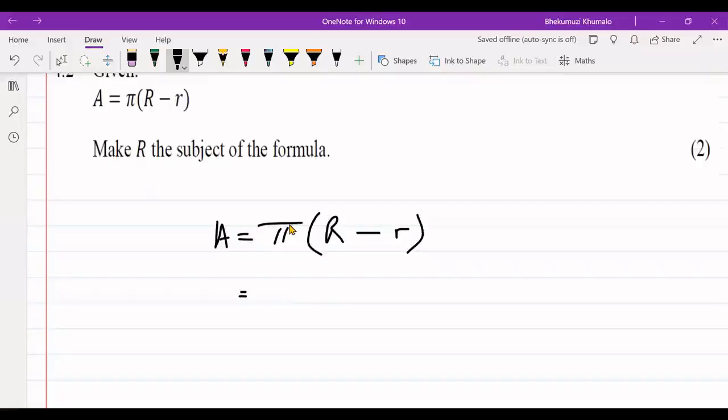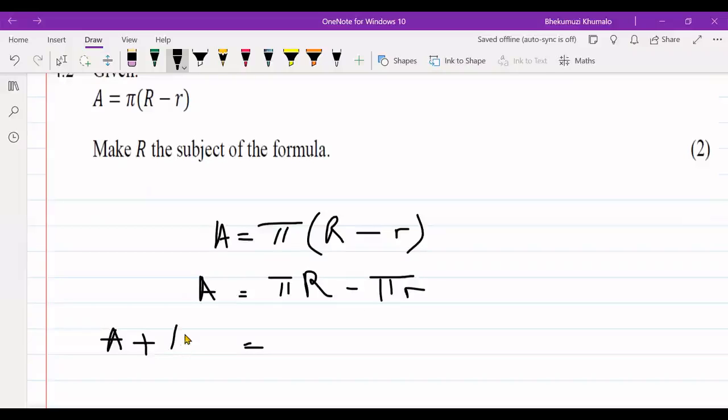I would have first multiplied, obviously, this inside. So it would be pi big R and then minus pi small r, like that. And that's equal to A. And then we take that onto the other side. So then that would be A plus, because this was minus, that becomes plus pi r.